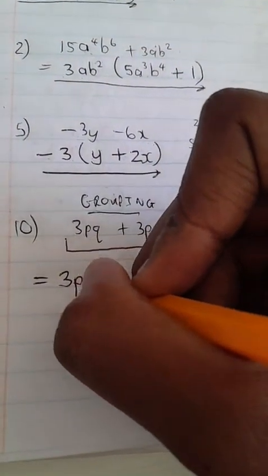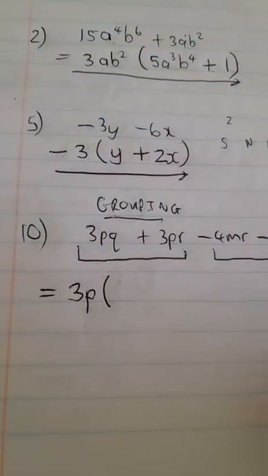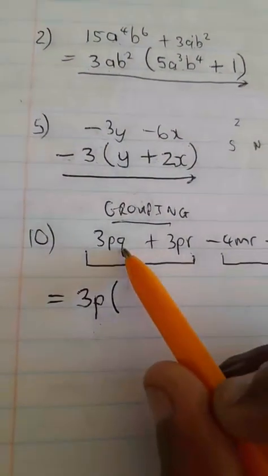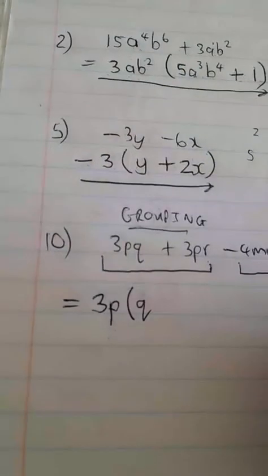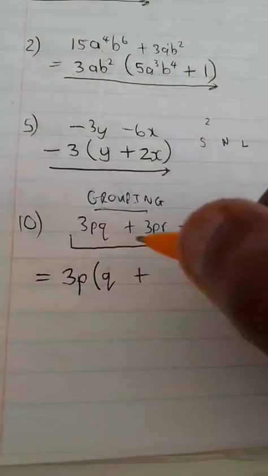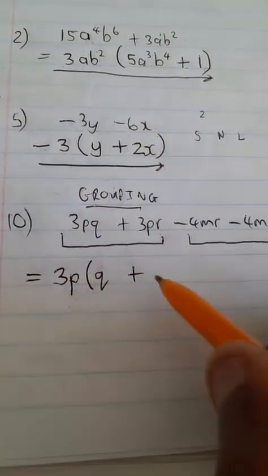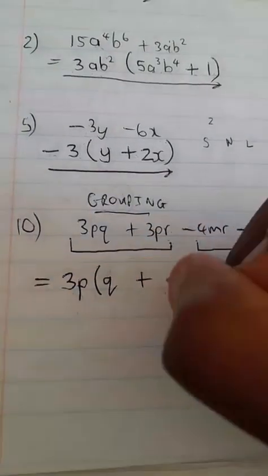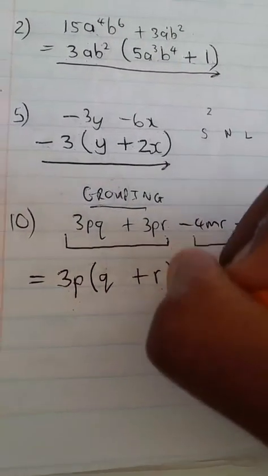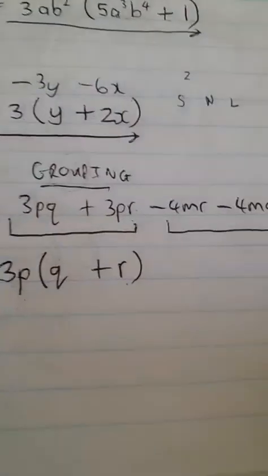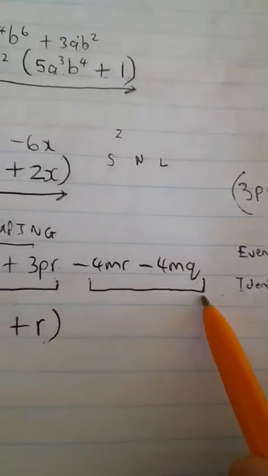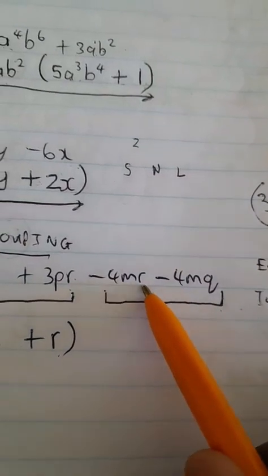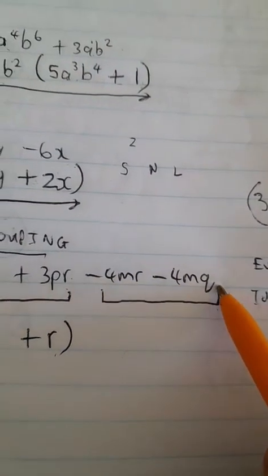So we are ready now to open a bracket. 3p times what gives me 3pq? So on the left, I am left with q. Plus 3p times what gives me 3pr? That means I'm left with r on the right. Okay. Then for your last two terms, you have negative 4mr minus 4mq.